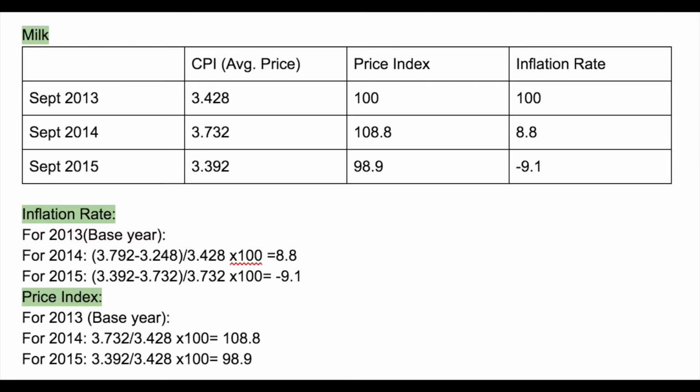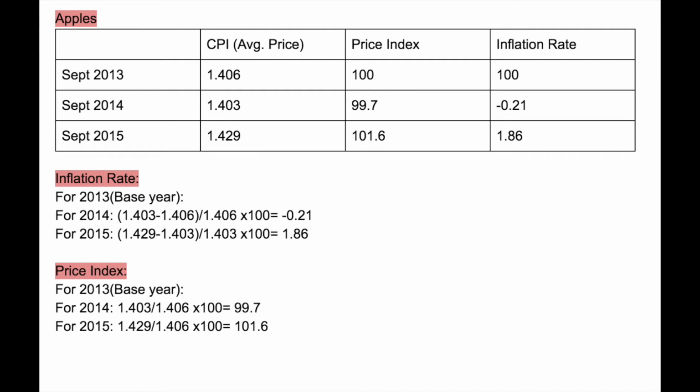And the price index for 2013 is 100 because it's the reference base period. For 2014, we got 3.732 divided by 3.428 times 100, which equaled 108.8, which is the price index. For 2015, we got 3.392 divided by 3.428 times 100, which equaled 98.9, my bad.